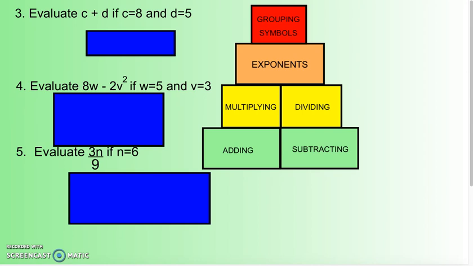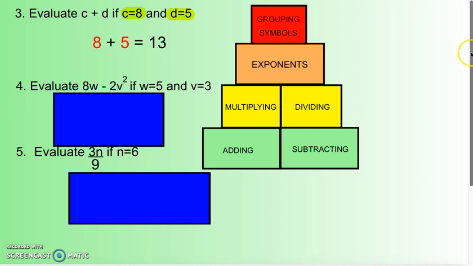You are absolutely right. We're going to take this 8 and put it in for the C, because it says C equals 8. And then this one says D equals 5, so we're going to take this and plug it in for D. And so we have a new problem. We have 8 plus 5, and the answer is 13.